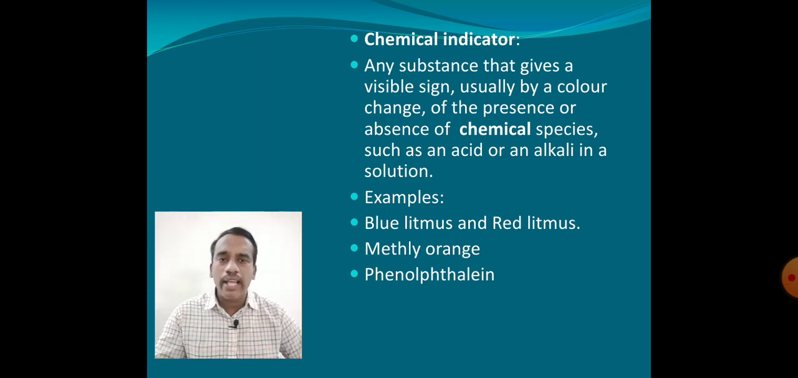So how do we detect the acid? Blue litmus paper will be turning to red. How do we detect the base? Red litmus paper will be turning to blue. That is the indication of the litmus paper that we use here.